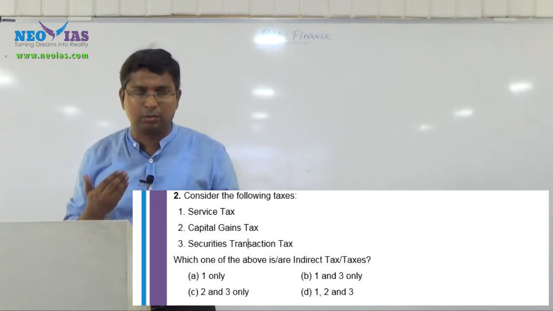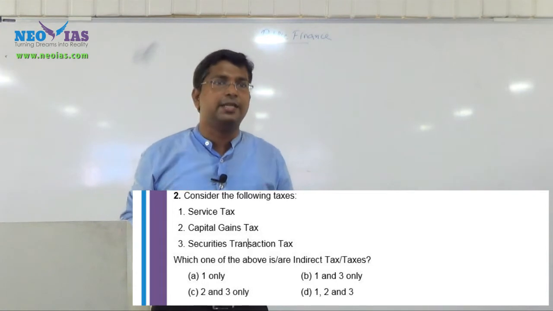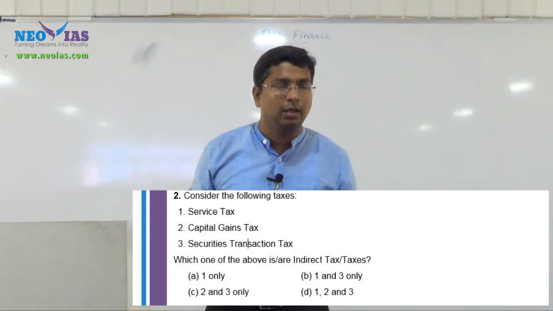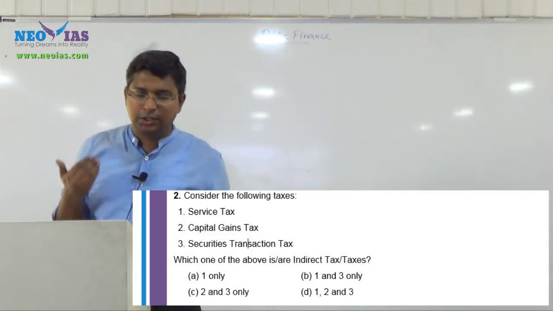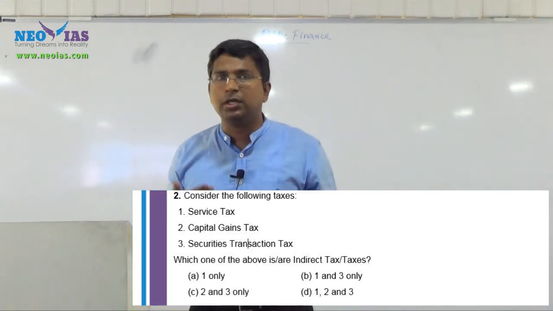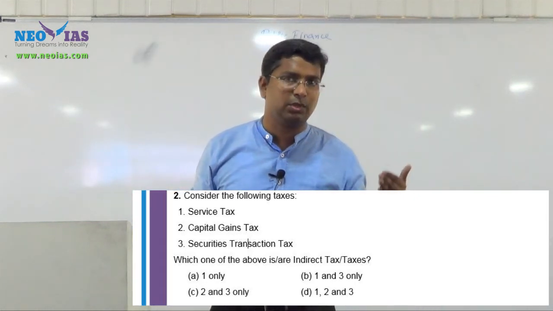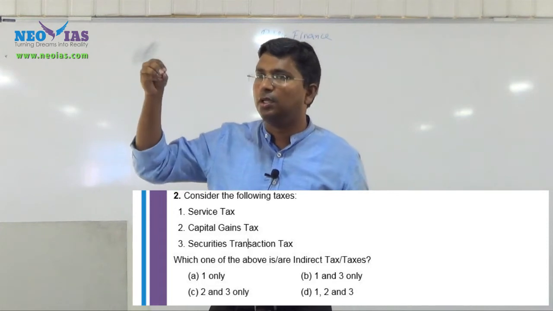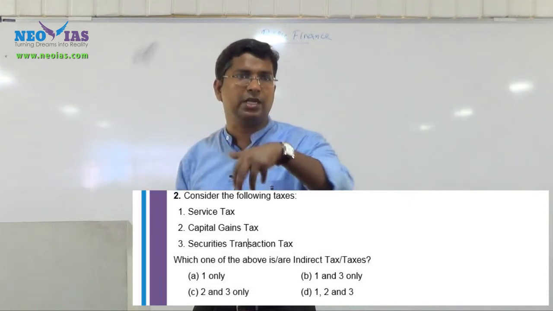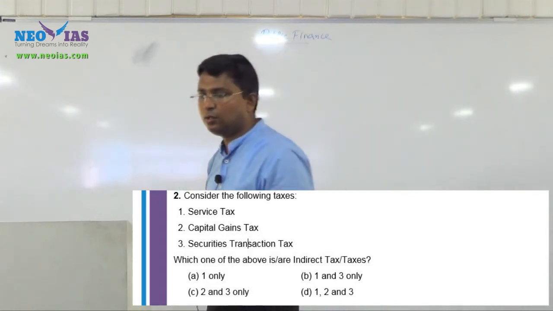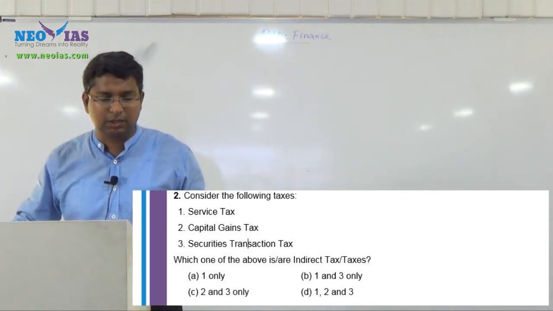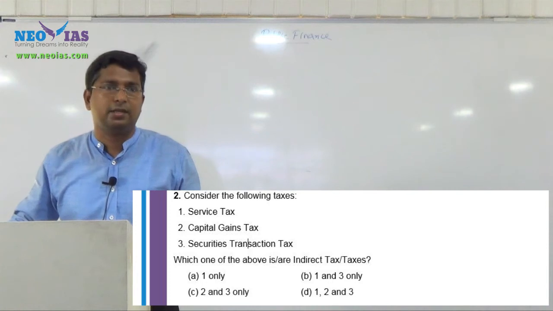See the choices, question number 2. It's a 3-statement question. Yes, 1, 2, 3 are there. Now tell me, in relation to service tax, is it an indirect tax? Yes. Why? The burden can be shifted to the customer. The government imposes tax on the service provider, and the service provider shifts the tax burden to the customer. So service tax is an indirect tax. So if we apply our elimination method, then we can eliminate choice C, right?